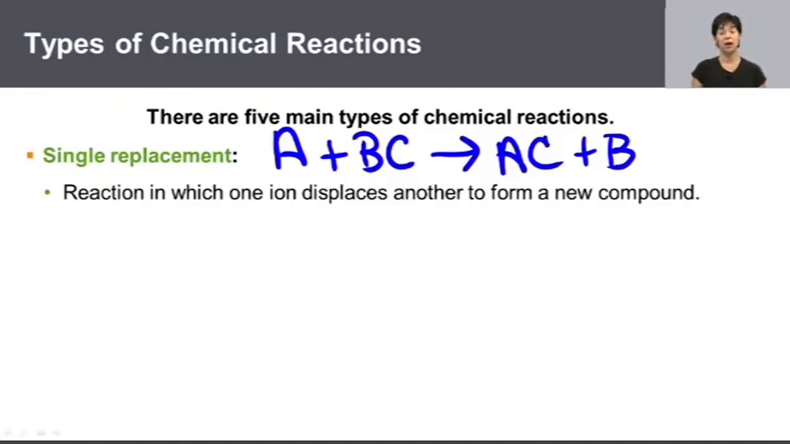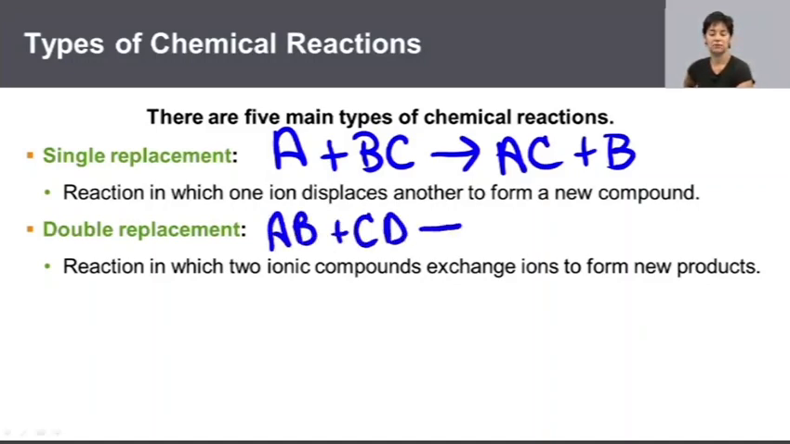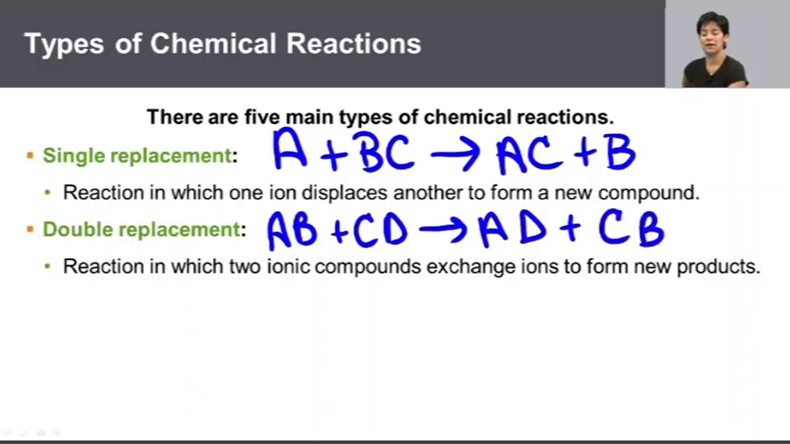The next one, again, that great name helper, double replacement. This is a reaction where we have 2 ionic compounds exchanging or swapping over ions to form completely new products. So that might look like this. AB plus CD forming 2 new compounds, 2 products. There we are.